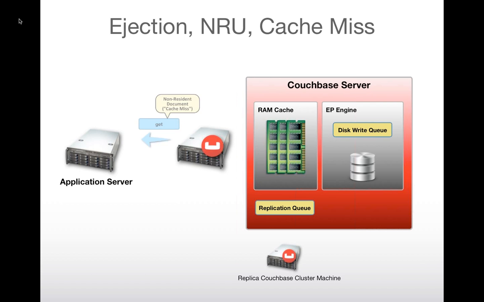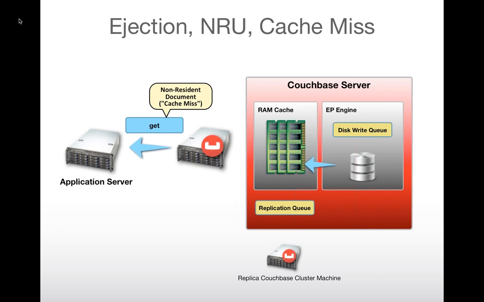And when you pull an item off disk, when you do a cache miss, when you pick a key that's not actually in the RAM cache, it'll pull it off disk into the RAM cache and return it back to your client application server. This is not often the case because most people size their cluster to contain all their documents values as well. But if you don't do that, this is what happens. It will eject values, and then when you request an item that is not in the RAM cache, it'll pull it from disk into RAM cache and then return it back to your application server.